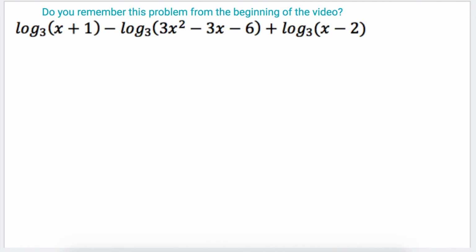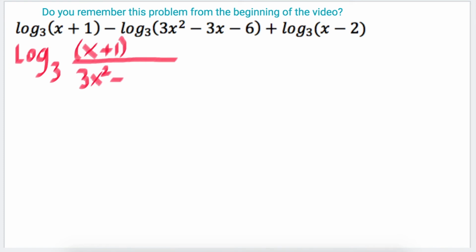Do you remember this problem from the beginning of the video? It looked really long and complicated. Well, we're going to use the properties that we've just reviewed to try to simplify this long, complicated logarithm expression. The first thing I notice is the first logarithm and the second one are separated by a minus sign. So I'm going to use the quotient property, which says log base 3, x plus 1 goes in the numerator, and then 3x squared minus 3x minus 6 goes in the denominator.